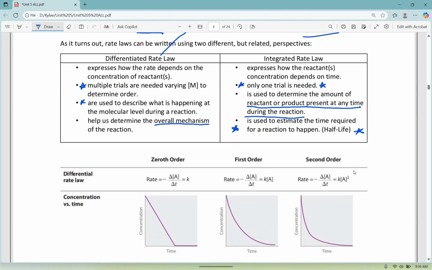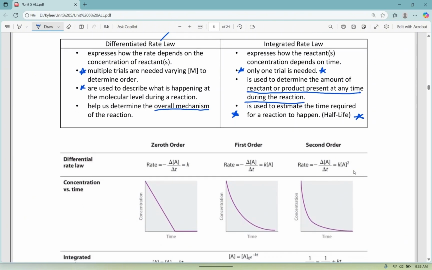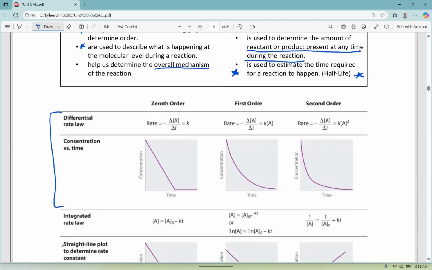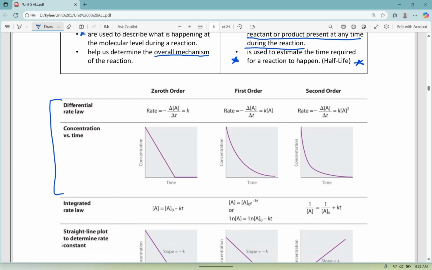When we compare what the graphs look like for concentration versus time with the differentiated rate law, that's what we're looking at here in this section. The thing I want you to notice is that with the integrated rate law, we only have 1 that is linear. When I look at concentration versus time, the only one that would give me a linear plot would be if it was 0 order. And then these are the equations that go along with each of these graphs.